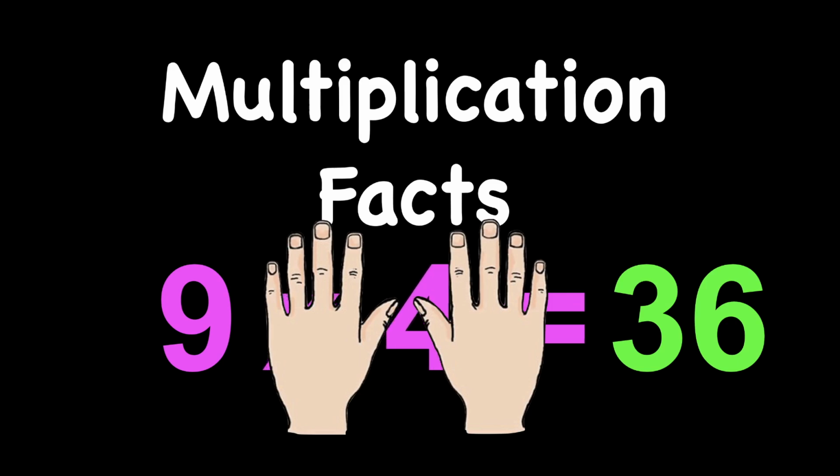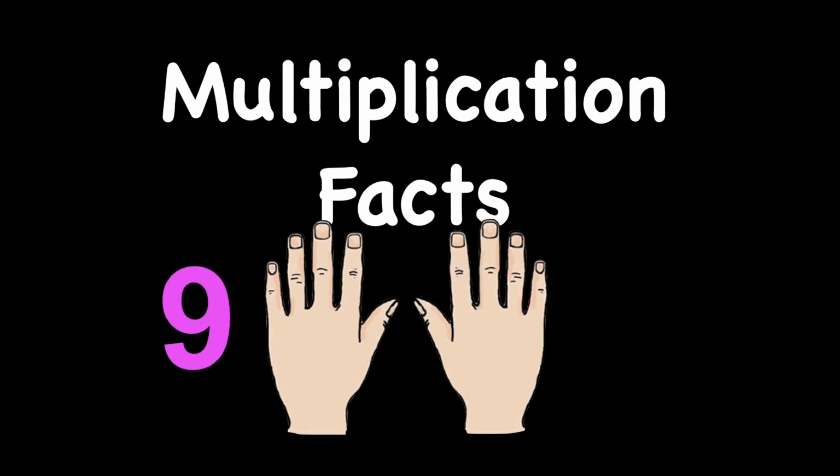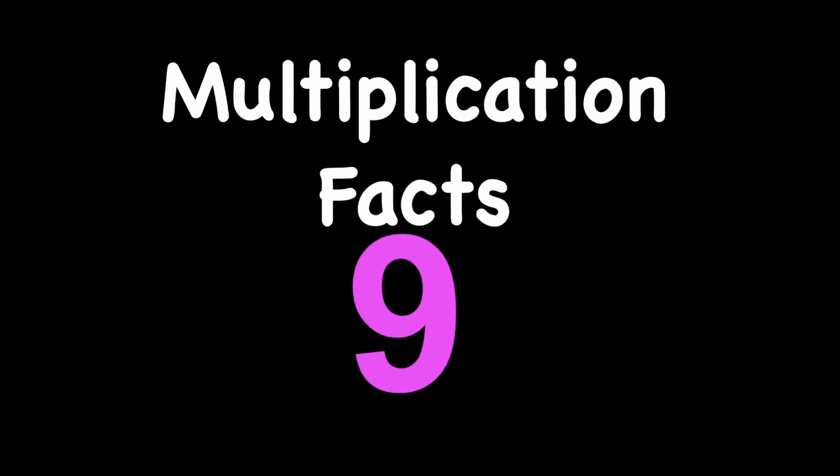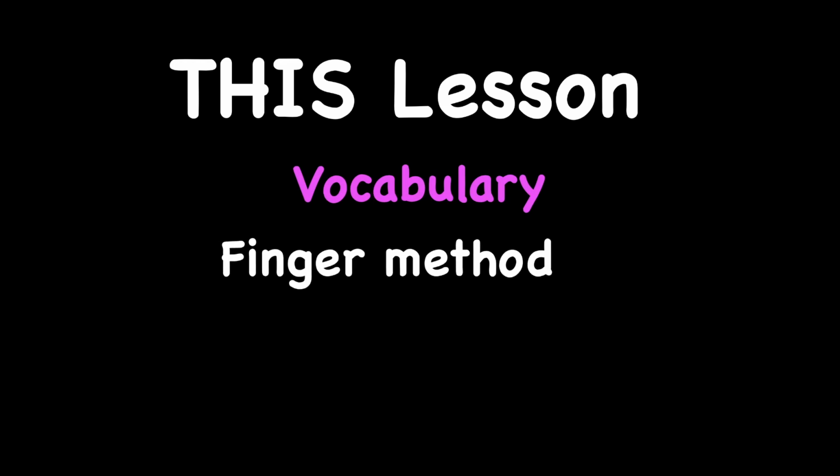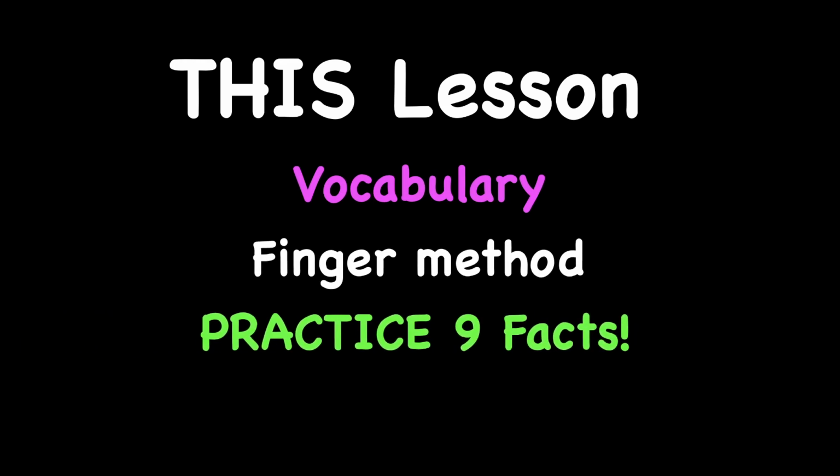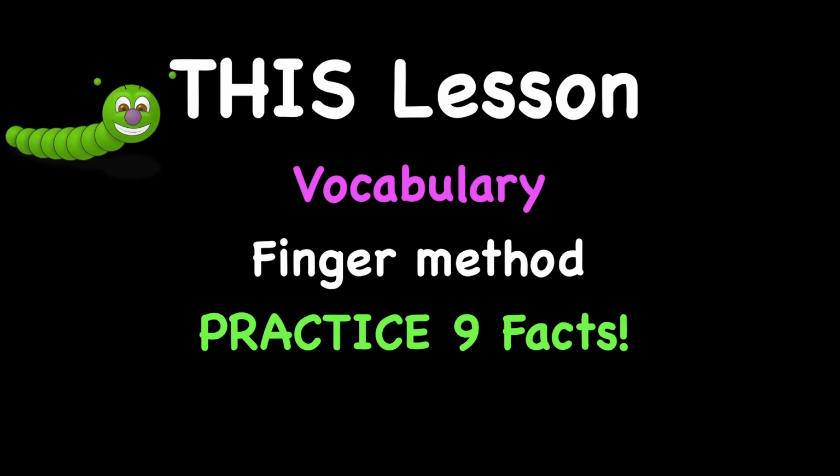This method, though, will only work for 9. For example, it's not going to work for 5 facts or 6 or 7 facts, only 9. Here's what we're going to do today. In this lesson, we're going to practice some vocabulary. Then we're going to use what I'm going to call a finger method, and then practice 9 facts, okay? And Wally's going to help us a little today.